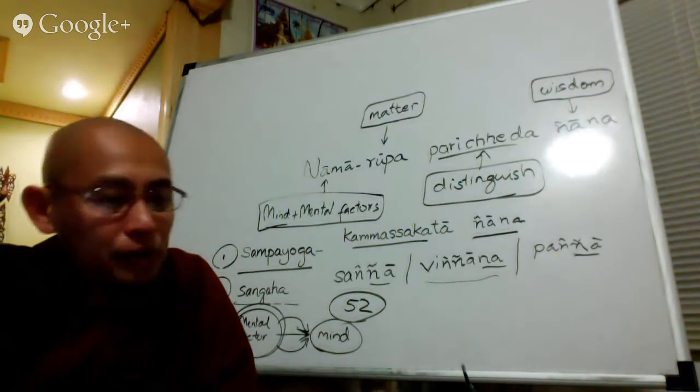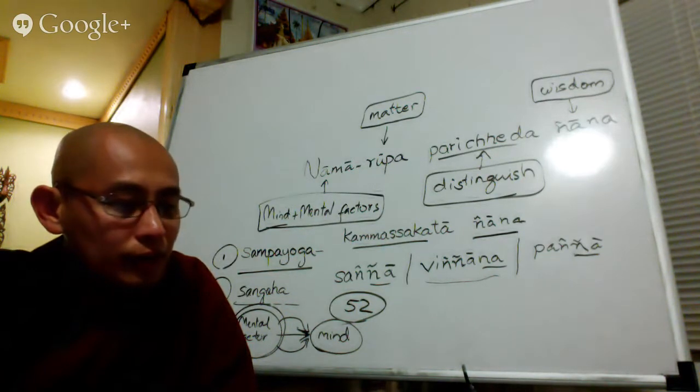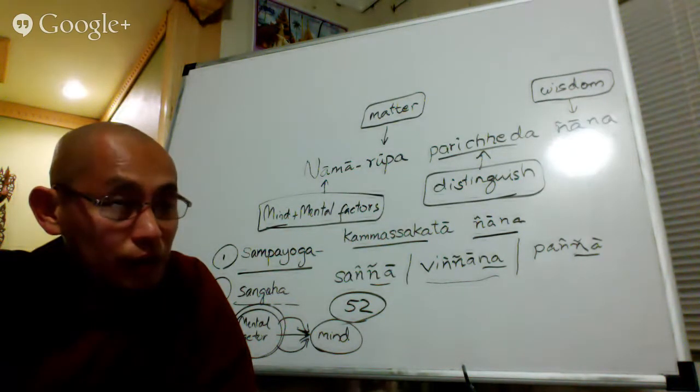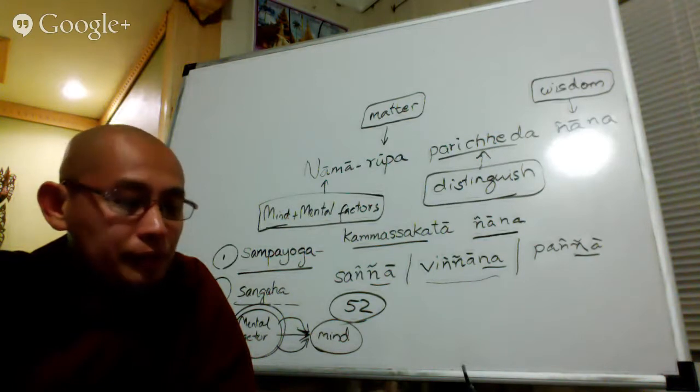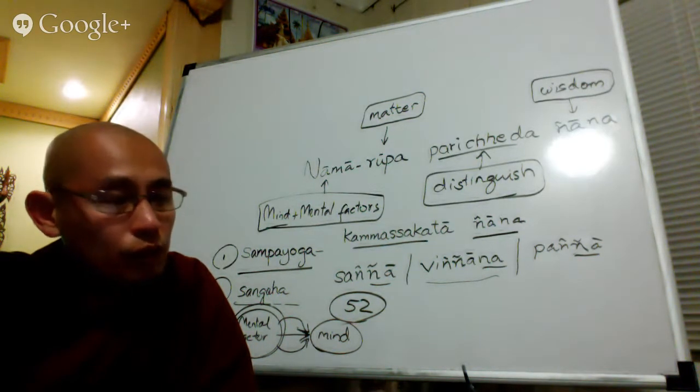The same for the ahetuka: next one, the root-less mind, only 8, the same as with Vitakka. And then another mind, Kamavacara, sense sphere beautiful consciousness, altogether 24, are associated with vicara.